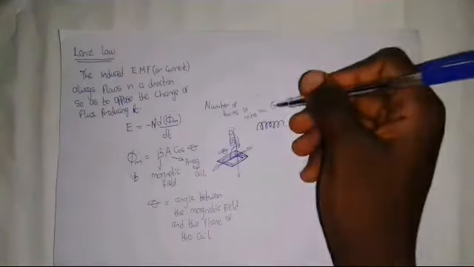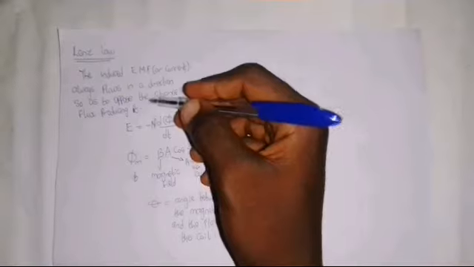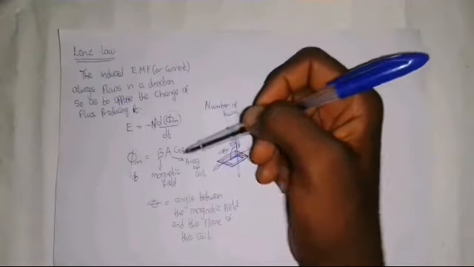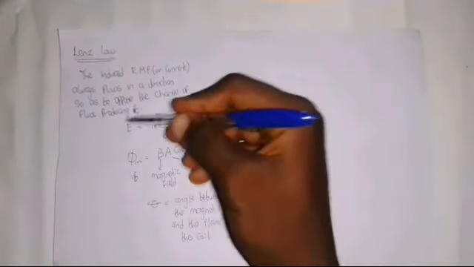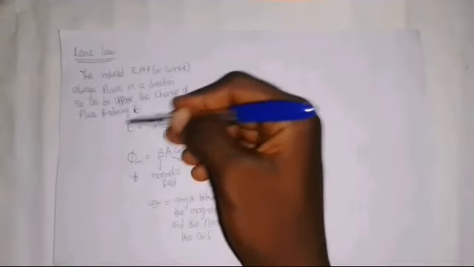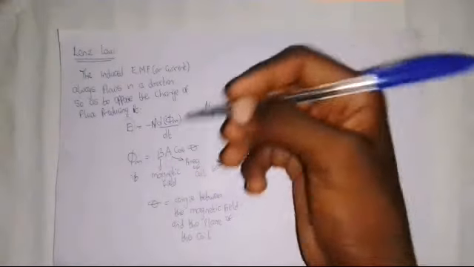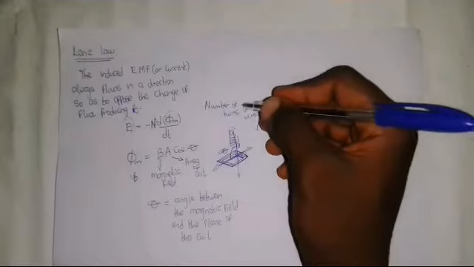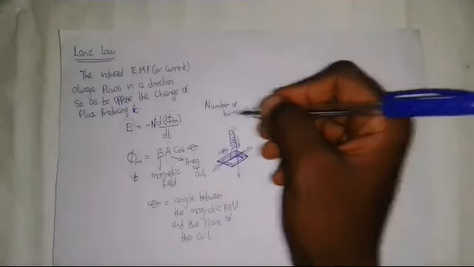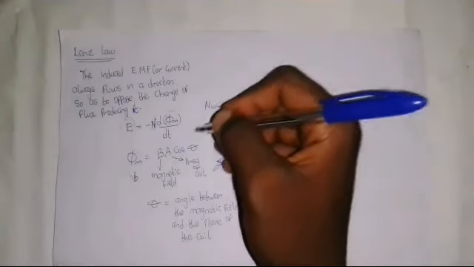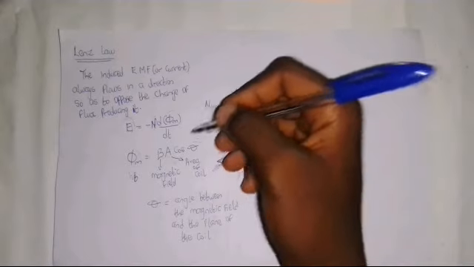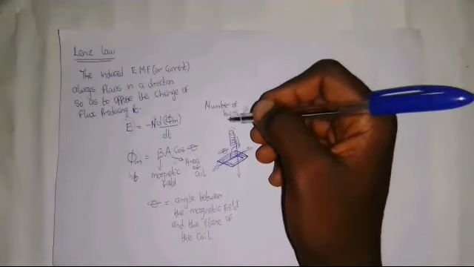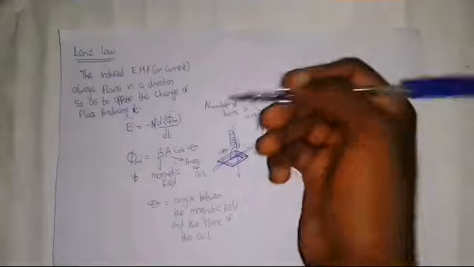So that is also important in determining the size of the induced EMF E, that is, in determining the amount of current that will be flowing. The number of turns of wire is important, because if the number of turns is high, then the current would also be high, but if it's low, the current would as well be low.